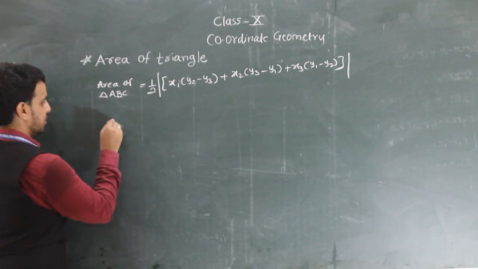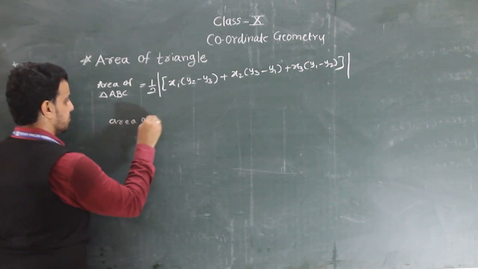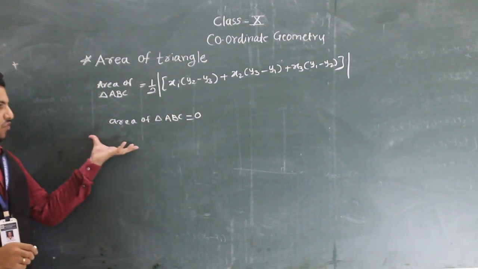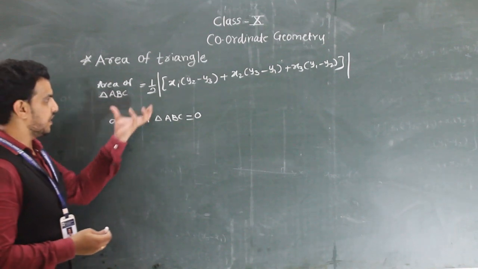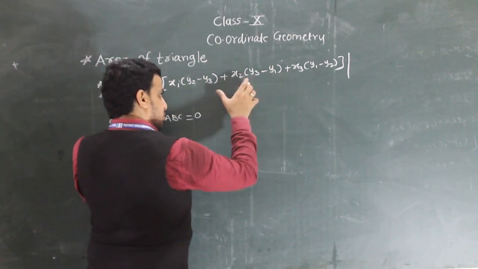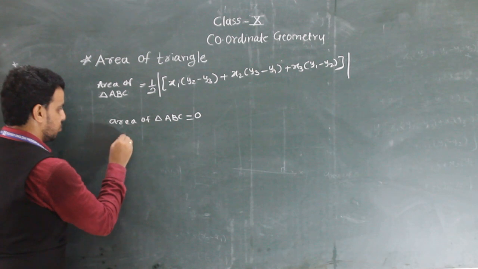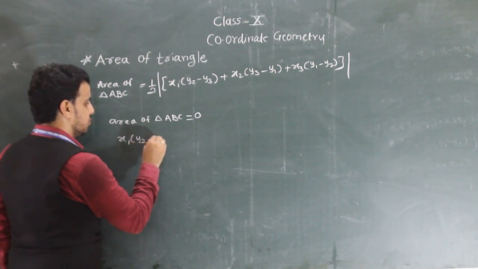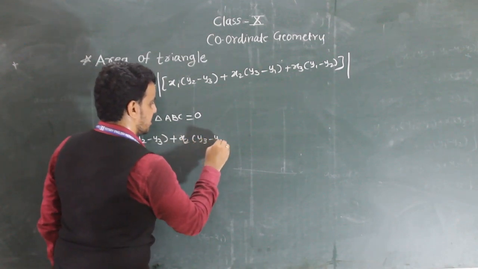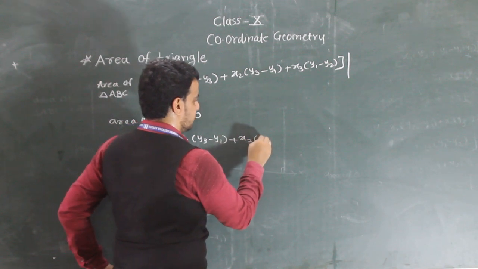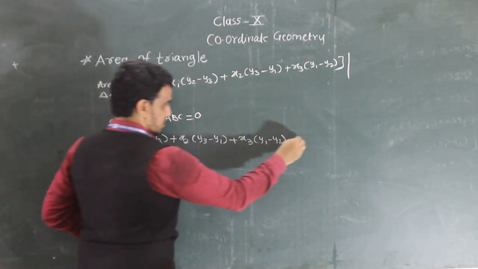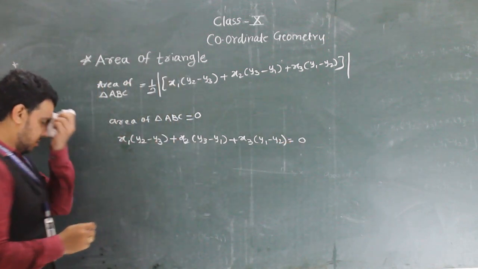So if points are collinear, the area of triangle ABC is 0, meaning a triangle is not formed because the points are collinear. So if we put the area of triangle ABC as 0, this term is 0. Okay. So if we prove that only x1 into (y2 minus y3) plus x2 into (y3 minus y1) plus x3 into (y1 minus y2) is 0, then we can show that the points are collinear.